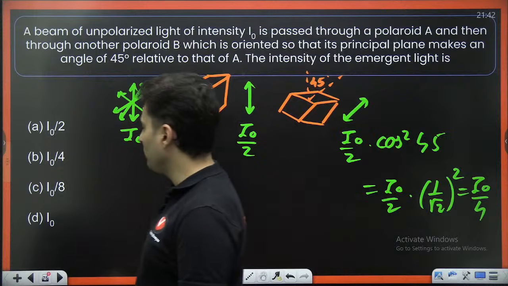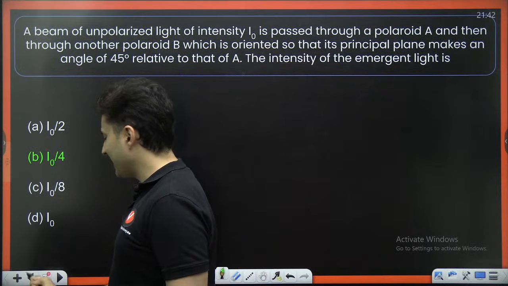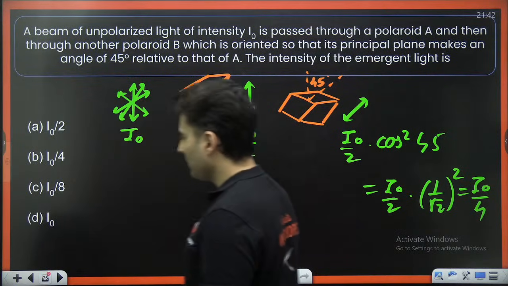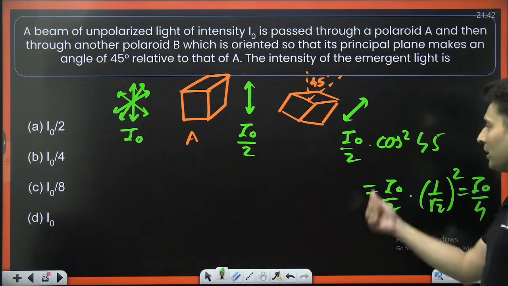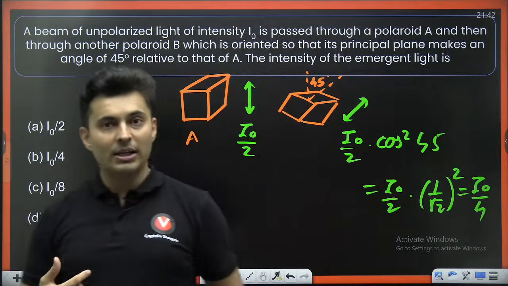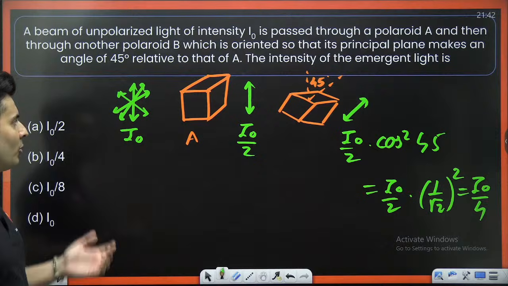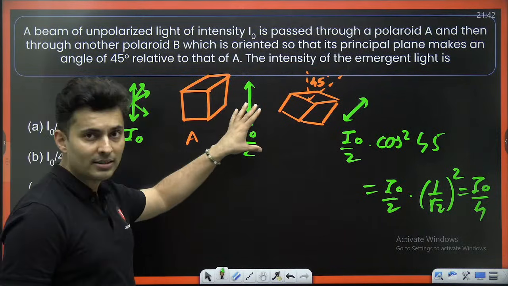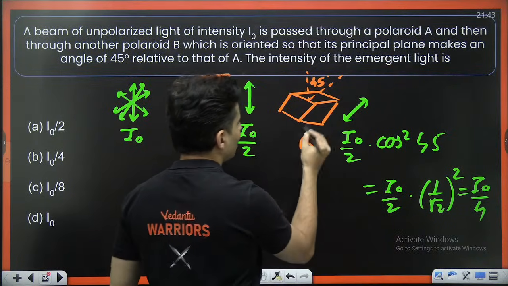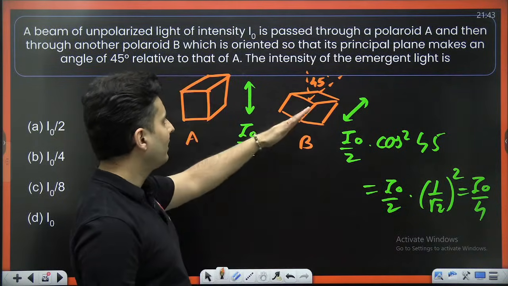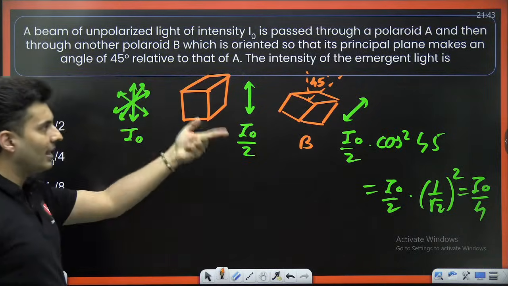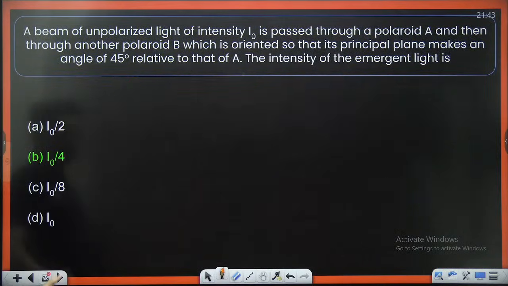I0 by 4 is option B. Yes, that's the correct answer. Not D. Many of you made a mistake. Lakshman, I think it's not going to be I0. Be careful. It's cos 45, which is 1 by root 2 squared, that is 1 by 2. Again multiply by 1 by 2, which will make it I0 by 4. So unpolarized became polarized in the first stage. In the second stage, by that Polaroid B, which was already at an angle of 45 degrees, a part of this light will come out, again polarized at a different angle. So that's the idea behind this.